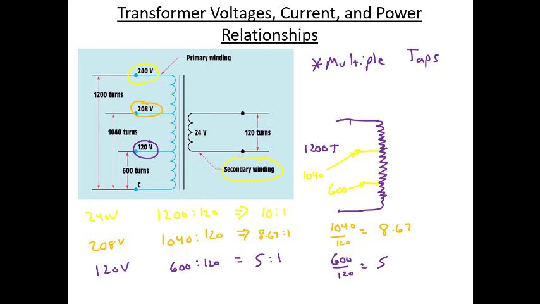So with this transformer, what the taps allow me to do is get different ratios. So I have one transformer, but I can get 3 different ratios. And so depending on my application, if I'm trying to get a transformer to always have 24 volts out, I can connect 120 and get 24, I can connect 208 and get 24, or I can connect 240 and get 24. And the way that it works is by changing the number of turns that we're connected to in that primary coil.